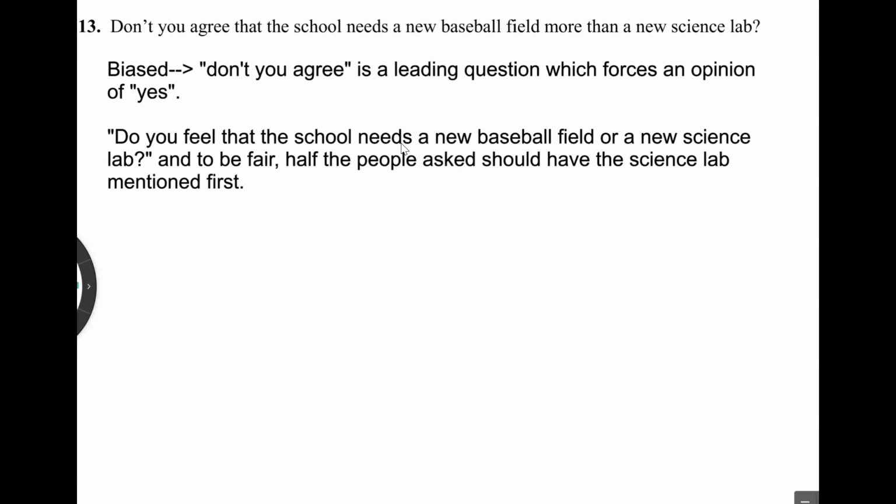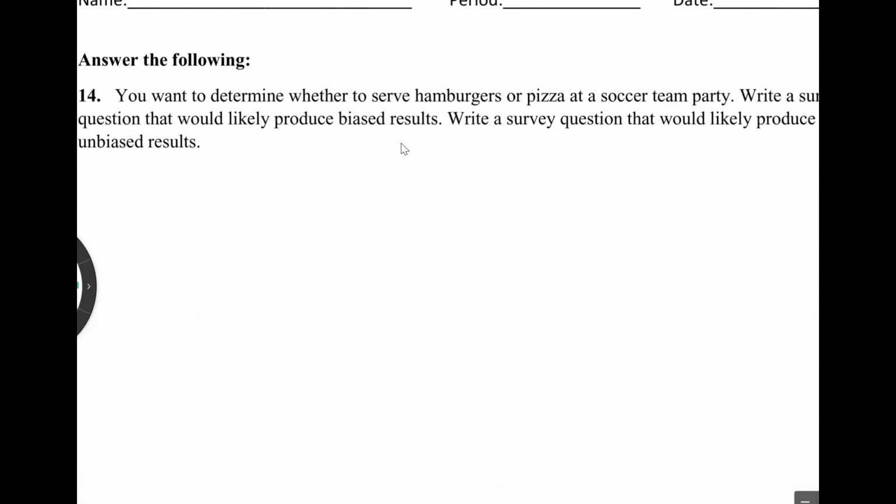All right, 13. For this one, what does it mean when they say it would likely produce biased results? Does that mean your survey question has to be biased? Okay, write a survey question that would produce biased results, and write one that would produce unbiased results. So you're making a biased question and an unbiased question, and you just have to distinguish between the two. We spent a whole day on biased versus unbiased. It's a big takeaway I wanted you to come out with: the way people ask questions sometimes leads you to certain answers.